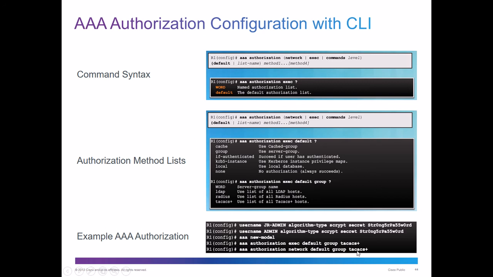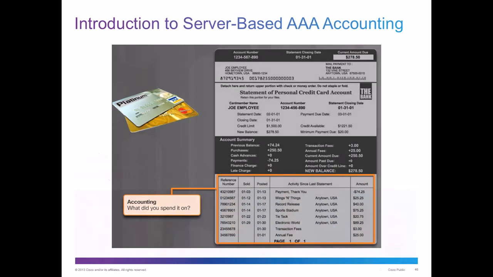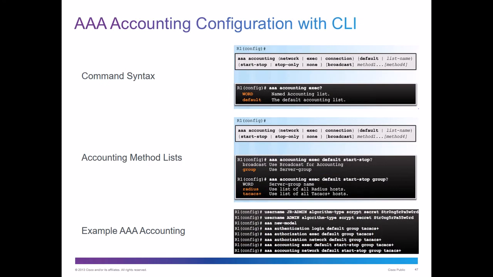That's it, believe it or not. Accounting, pretty much the same thing. The only difference here, I want you to type this command for when it comes to the accounting. You type network default start stop. Start stop means that I want you to take accounting after the guy has been authorized from the very beginning all the way to the end of the session. Start stop. And ask the TACACS server to do that for you.